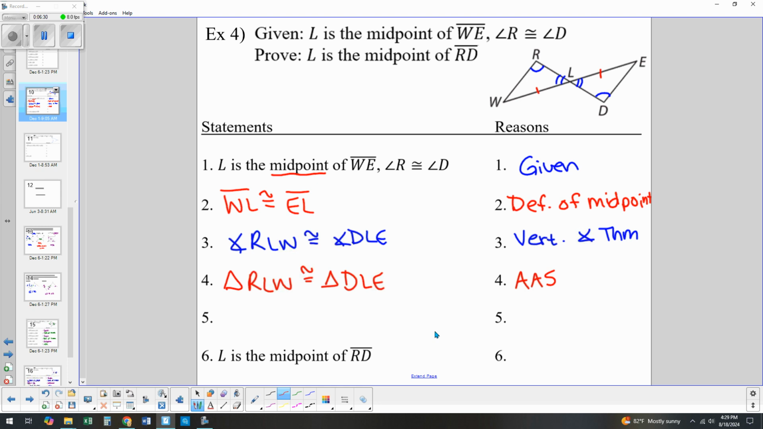And we know immediately following one of the ways that we're proving triangles are congruent, we would use CPCTC, corresponding parts of congruent triangles are congruent. And if I'm trying to ultimately prove that L is the midpoint of RD, then I need to say that RL and DL were the matching pieces. And RL and DL do in fact correspond in my congruent statement. So RL is congruent to DL. And I can now say that L is the midpoint of RD by definition of midpoint.